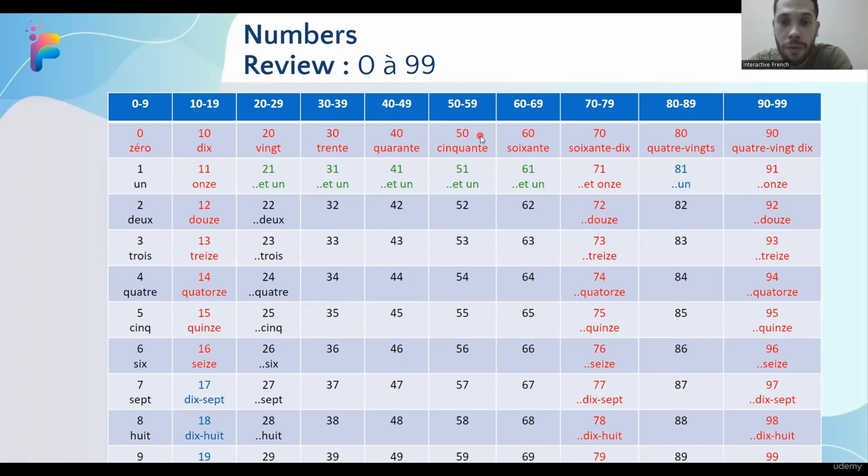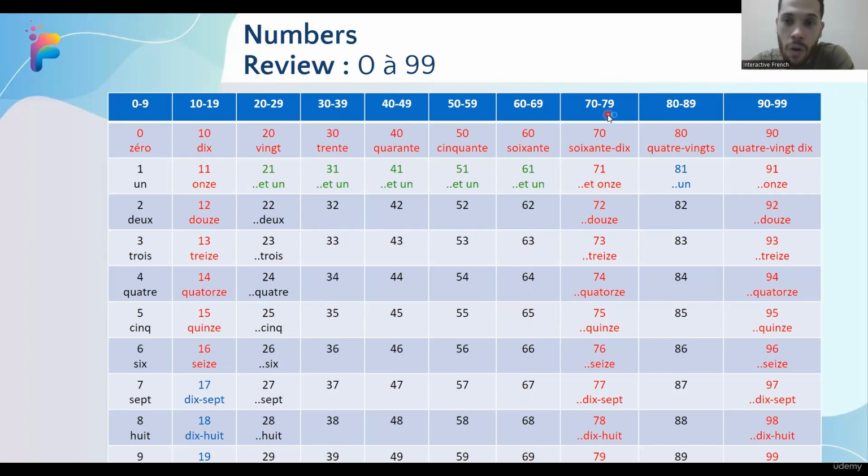Next, from 50 to 59: 50, 51, 52, 53, 54, 55, 56, 57, 58, 59. All right. Now on to 60 to 69: 60, 61, 62, 63, 64, 65, 66, 67, 68, 69.